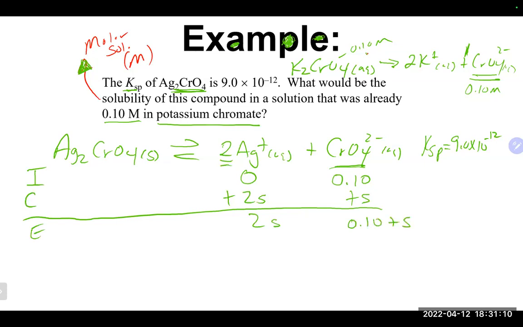Any questions on the ICE table? Going to go into our Ksp expression here, which will be silver. Also important, the coefficient there is we do still need to square it.